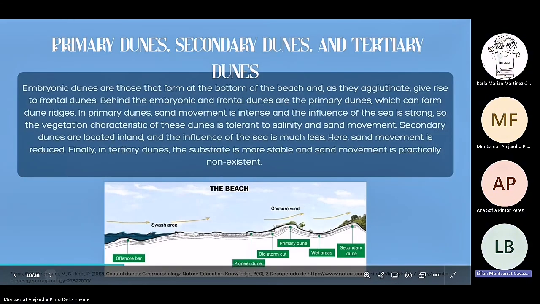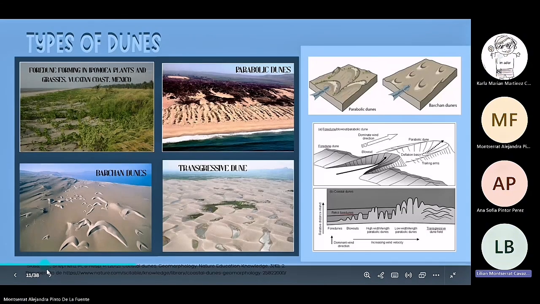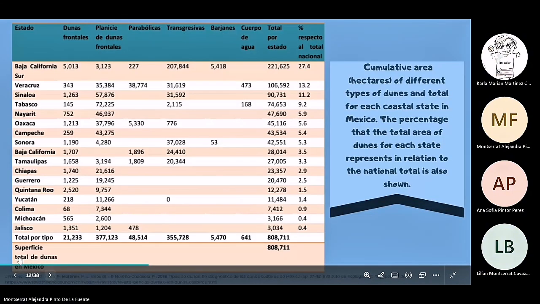At first, the embryonic dunes are those that are at the top of the beach, and behind the embryonic and the frontal dunes, we have the primary dunes that have a lot of vegetation and have a strong movement of sand. And the secondary dunes are located inland, and they have a little bit of movement of the sand. And finally, the tertiary dunes that don't have sand movement. These are the types of dunes, and we have a table with the type of dunes in each state of Mexico and the percentage of the total area.